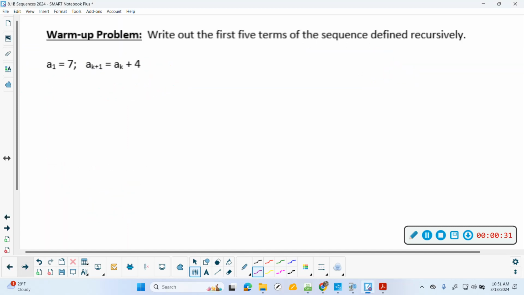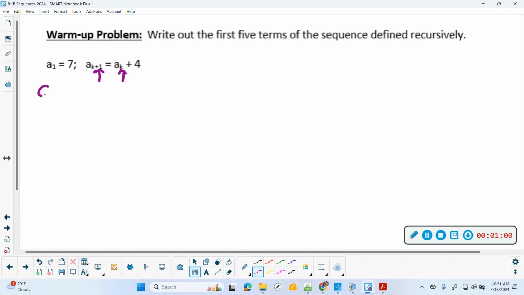So first up, and especially good review for anybody that was gone on Friday, and several of you were gone Friday. Write out the first 5 terms of the recursively defined sequence. That just means the next term is dependent on the previous term. You can see they started you with 7. Now, we have to know our subscripts. You're going to have to know this again for today for something else. What is higher, k plus 1 or k? K plus 1. So this is just saying to get your next term, it's the last one plus 4.